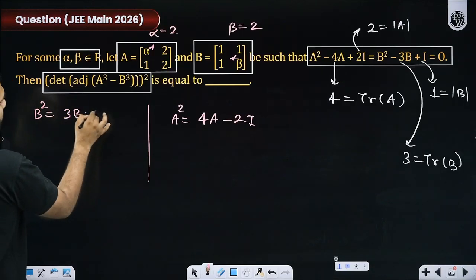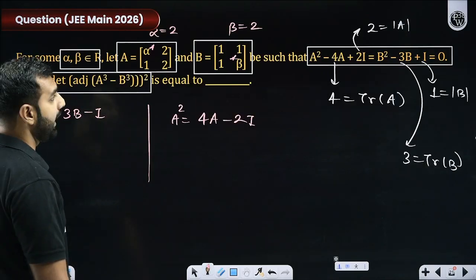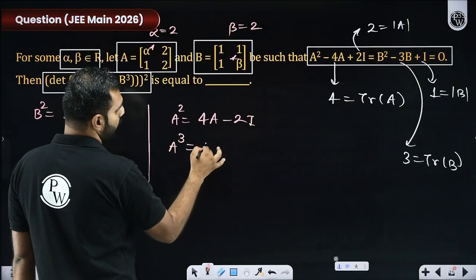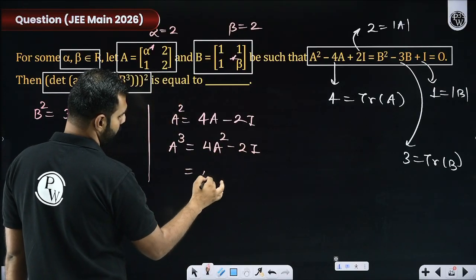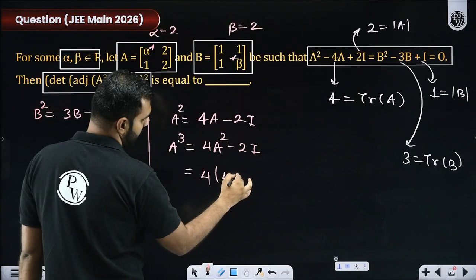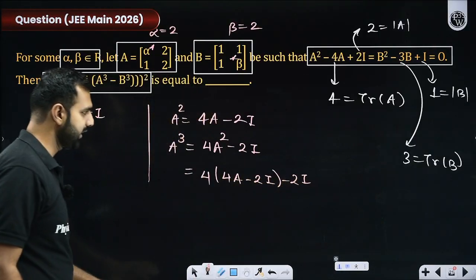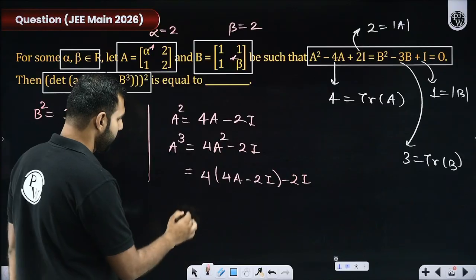Correct me if I'm wrong. A square is 4a minus 2i. B square is 3b minus i. If I multiply it by a on both sides, it will be a cube equals 4a square minus 2a. Now, what is a square? A square is 4a minus 2i. What did I just do? I substituted a square from here. Everyone understanding this?